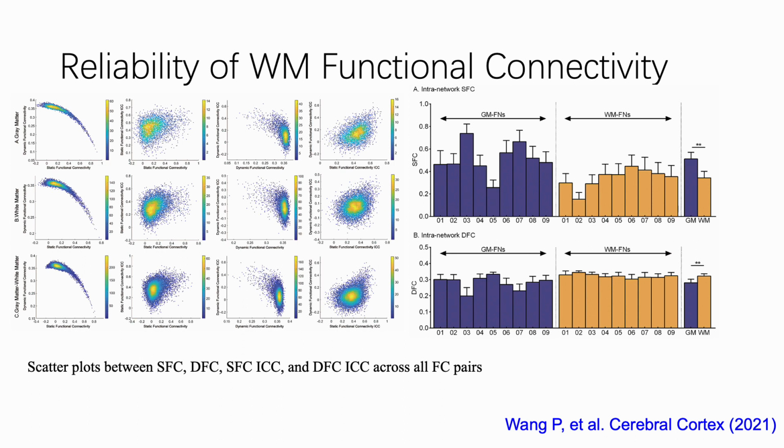Again, what is shown here is the reliability of this white matter functional network. For the different networks, we show the scatter plot between stationary functional connectivity and dynamic functional connectivity for gray matter, white matter, and gray matter-white matter networks. And then here we show similarly the reliability of these networks.